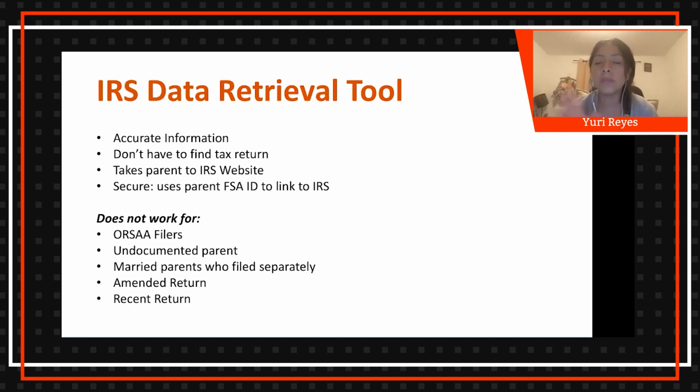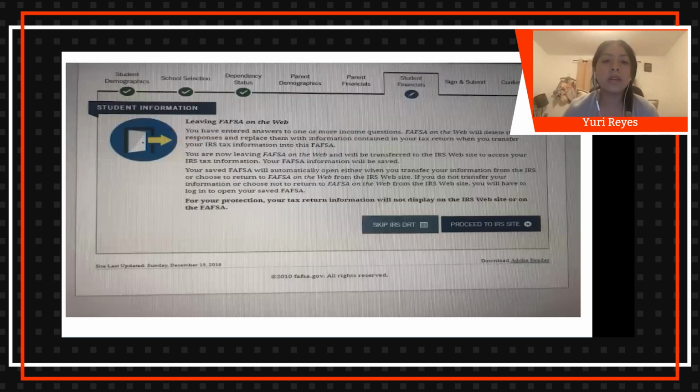It usually directs you to the IRS website. You input the same information. Actually, there's one right here. Here's an example of what it looks like when you're leaving the FAFSA to go into the IRS website. You input the information that you used to file your taxes with, and then it will let you know if it was successfully generated. And if it's not, then it's going to take you to the screen where you have to input that information manually.